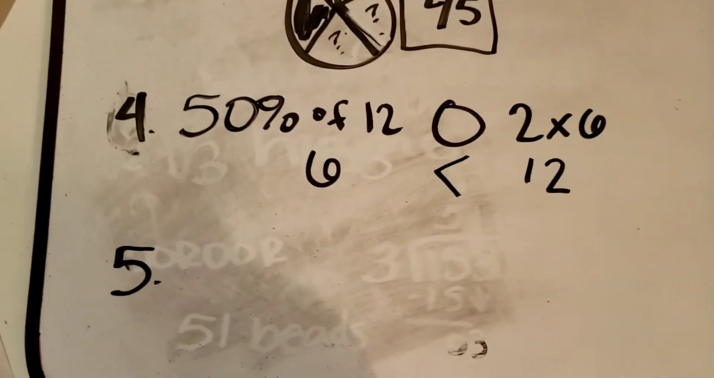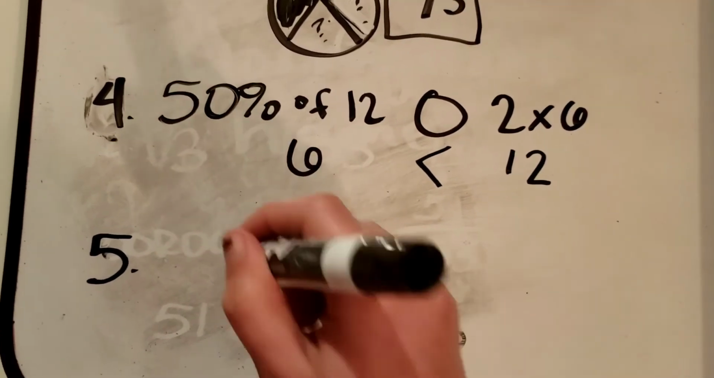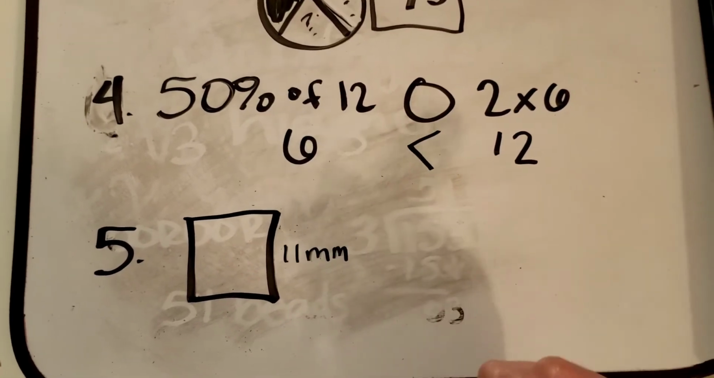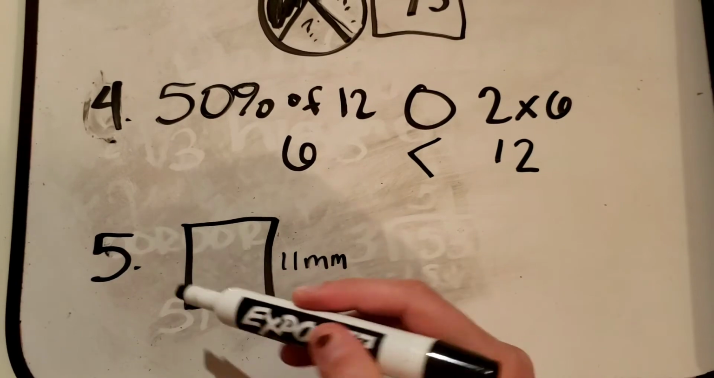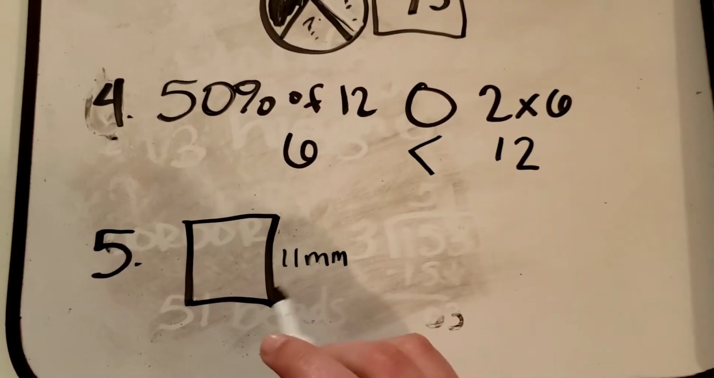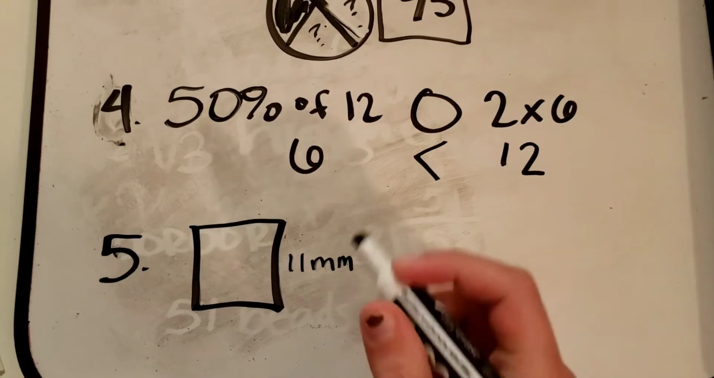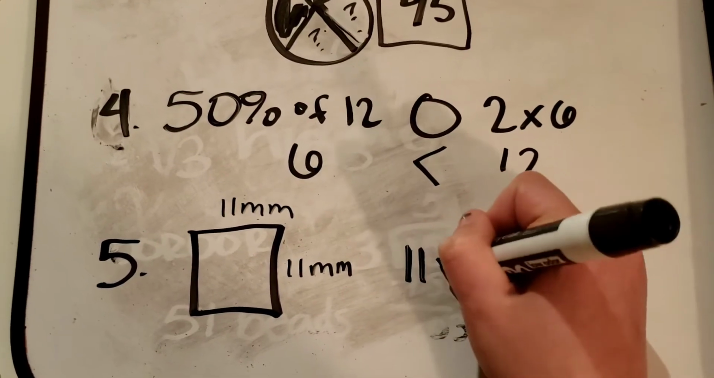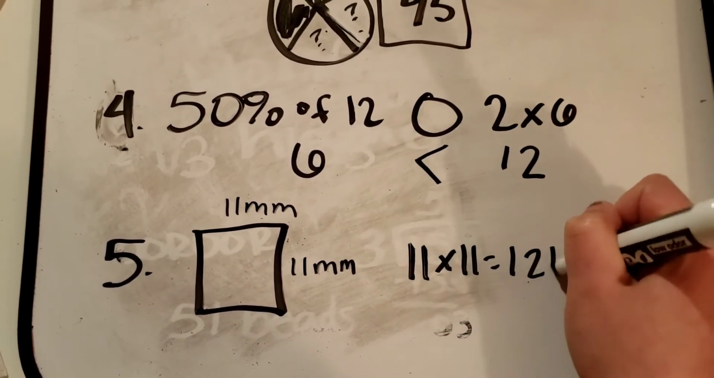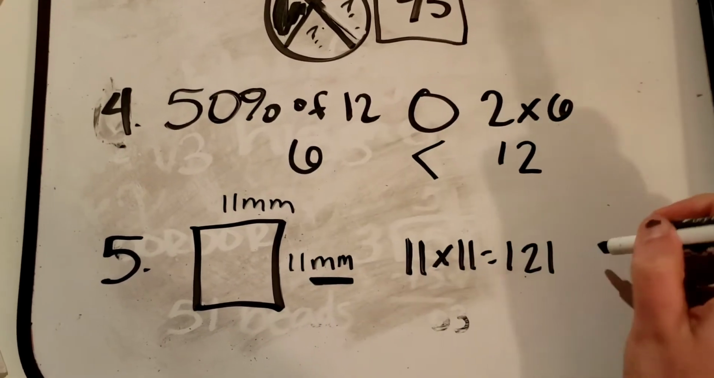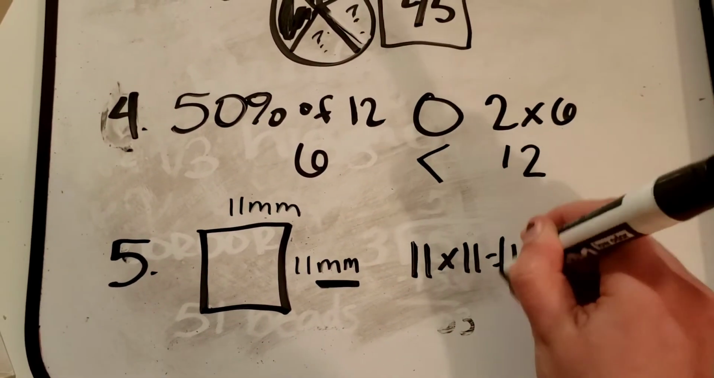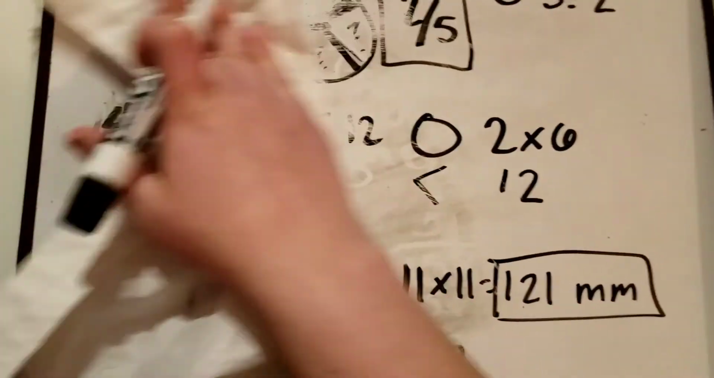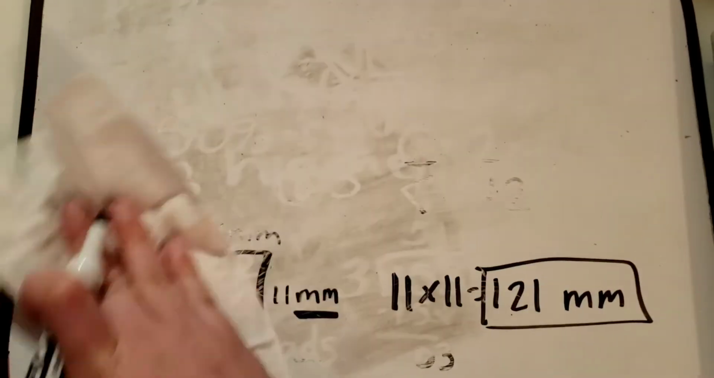All right. Number 5 says, what is the area of this square? So we have our lovely square, and a side is 11 meters. Now, if it's a square, all 4 sides equal the same amount. So it's asking for the area. Area, you multiply the 2 sides. So 11 times 11 is 121, and we're measuring in millimeters. So it's 121 millimeters.